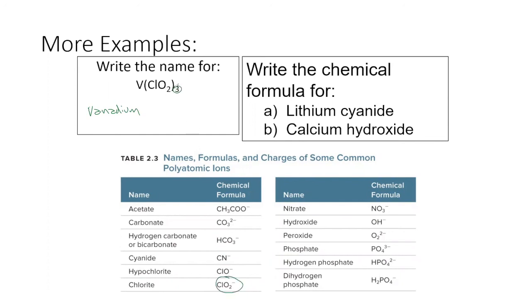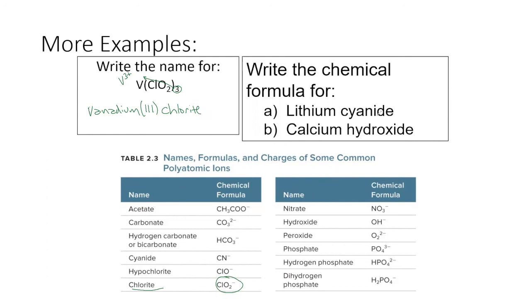So this 3 was a charge on that vanadium, so this was V3 plus. Vanadium is in the middle of the periodic table. It's a transition element, and since it can have multiple charges, I need to put that charge, that Roman numeral 3, in parentheses in the name, and then this is called chlorite. ClO2 minus is chlorite, so I just put that name here. So vanadium, Roman numeral 3, chlorite. Vanadium 3 chlorite.